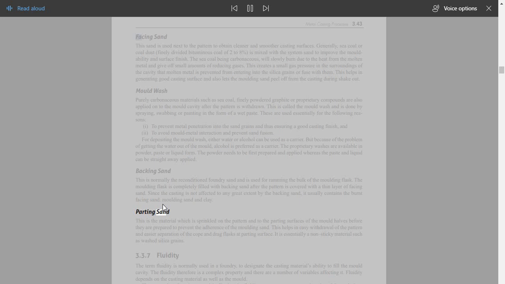Parting sand. This is the material which is sprinkled on the pattern and on the parting surfaces of the mold halves before they are prepared, to prevent the adherence of the molding sand. This helps in easy withdrawal of the pattern and easier separation of the cope and drag flasks at the parting surface. It is entirely a non-sticky material such as washed silica grains.